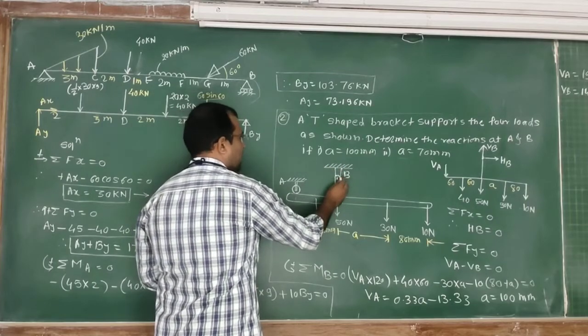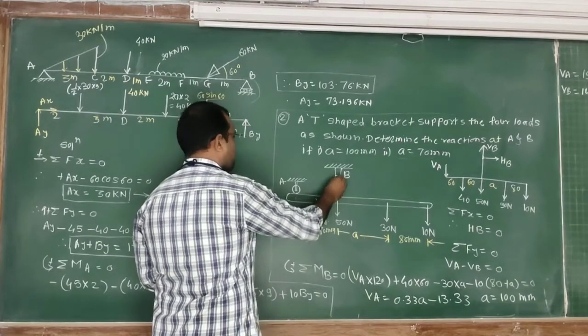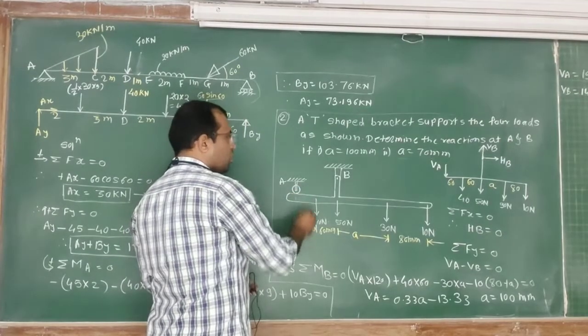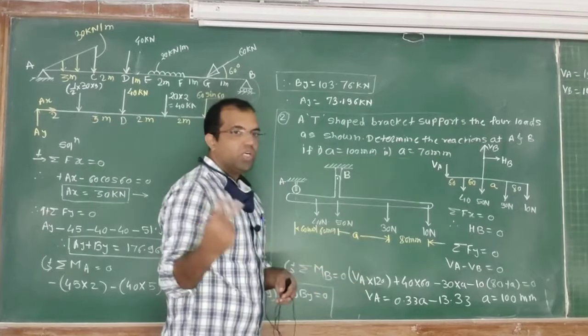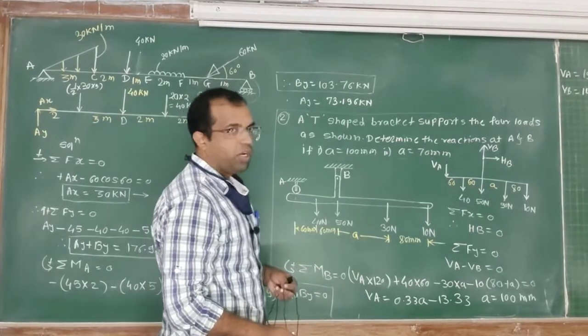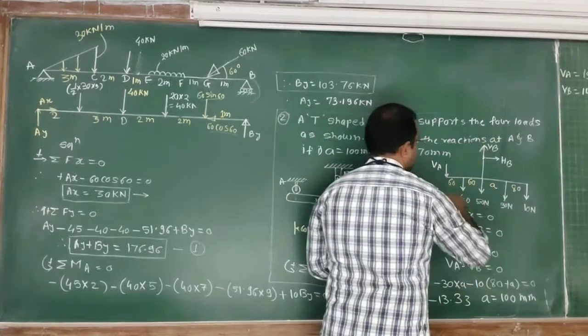At A we can say that there is a hinge support, and at B, if you observe this, the symbol is of roller support. So roller support offers one reaction and hinge support offers two reactions. So according to that you have to draw the free body diagram. Okay, now concentrate on this diagram.